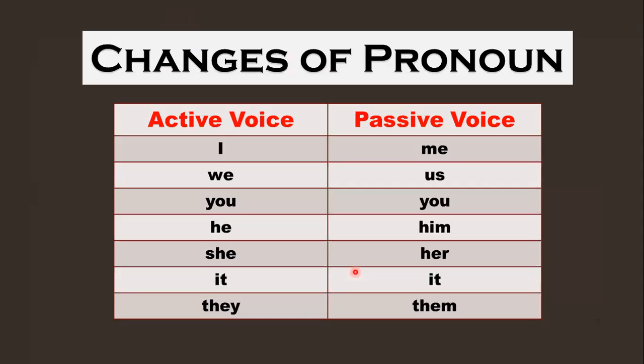Then the changes of pronoun. Now you people need to remember that I is always changed into me, we is always changed into us, you remains you, he changes into him, she changes into her, it remains it, and they changes into them. Okay. So please again have this also. I'm giving you a minute if you want to copy it. Please write it down somewhere. This is very important that you have it with you.